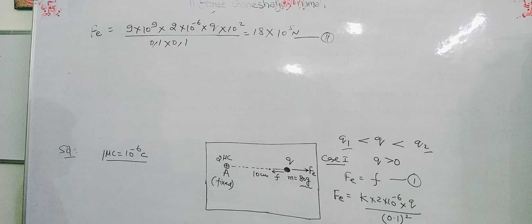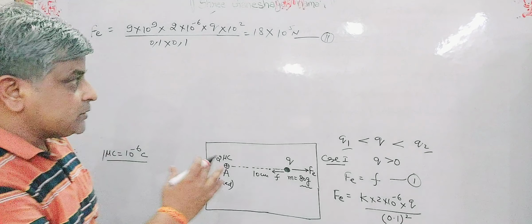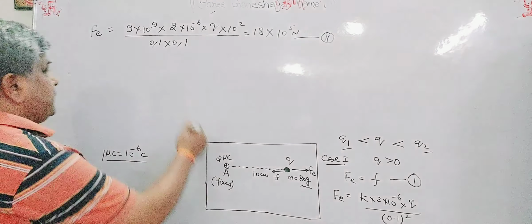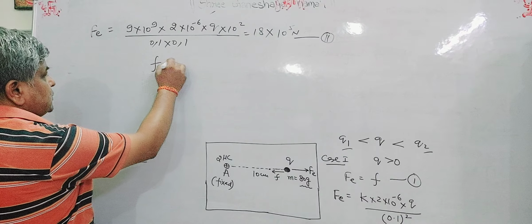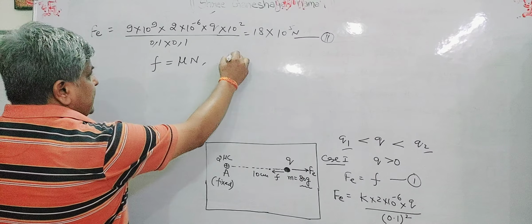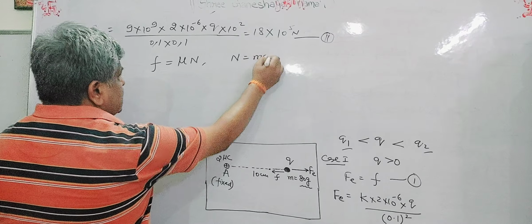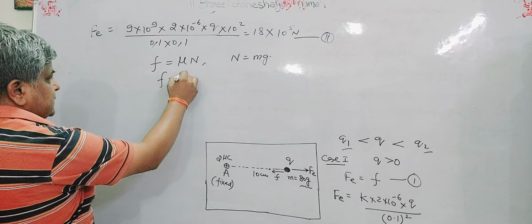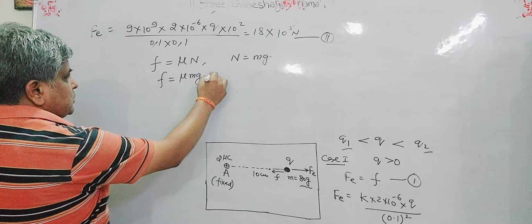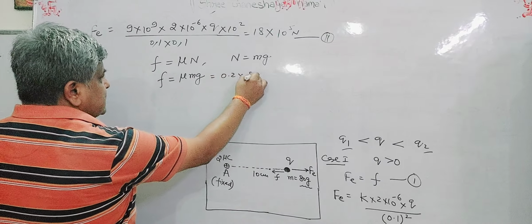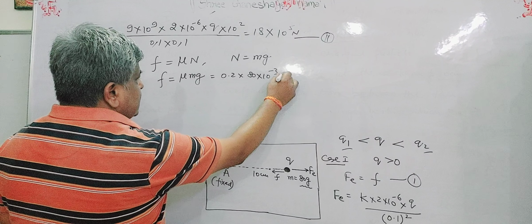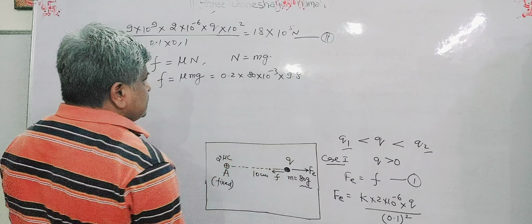This must be equal to the frictional force. And we know what the frictional force is. It is equal to mu N. And what is N? N is the normal reaction, which is equal to mg. So the frictional force acting is mu mg. Now we substitute the values. Mu is 0.2, mass is 80 grams, so you have to convert to kg. So multiply by 10 to the power minus 3 and multiply it by 9.8.